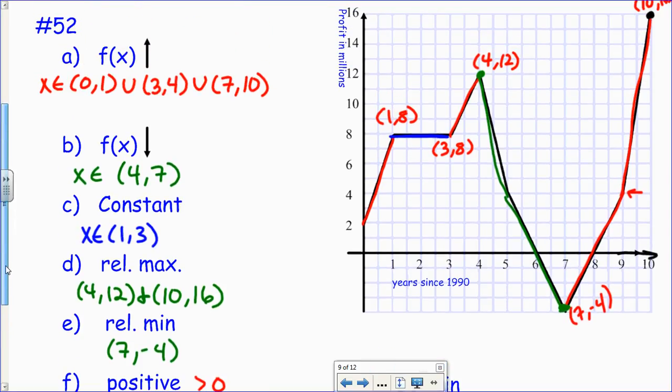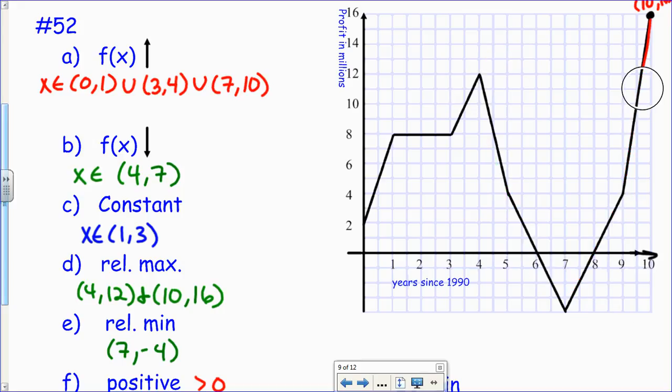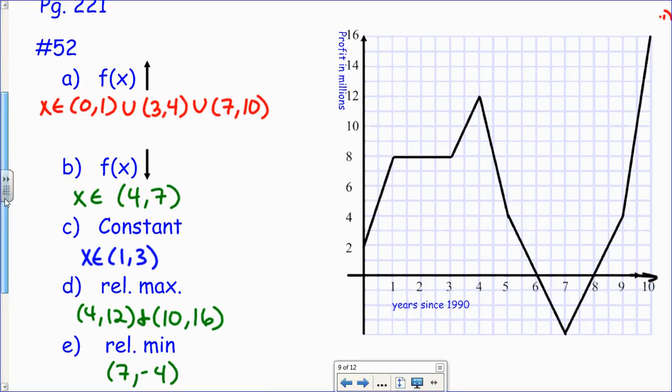Okay, so positive, I want all the parts that are above 0. So here's my zeros, and it asks about those two. There's the zeros. So if I want positive, I want everything above those.